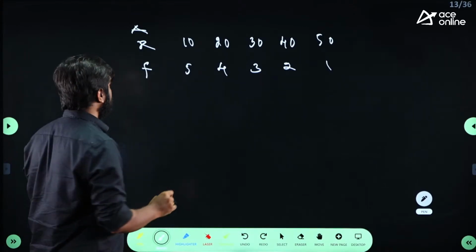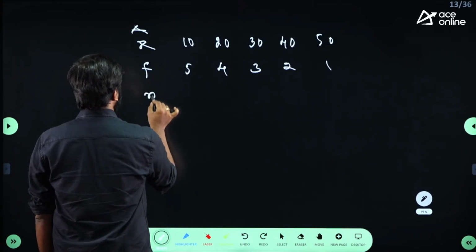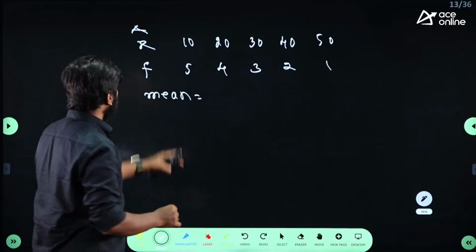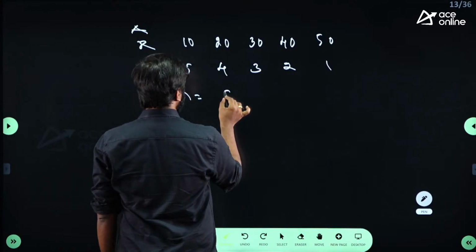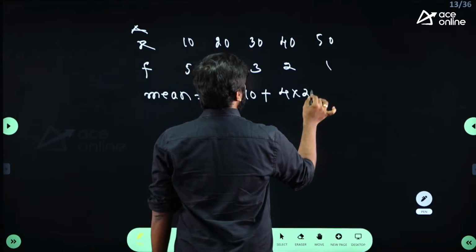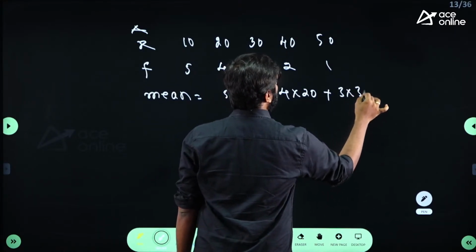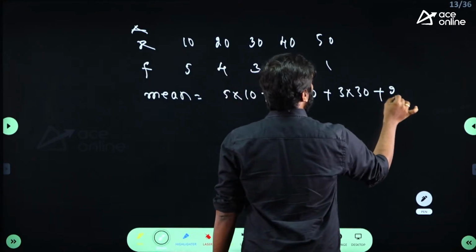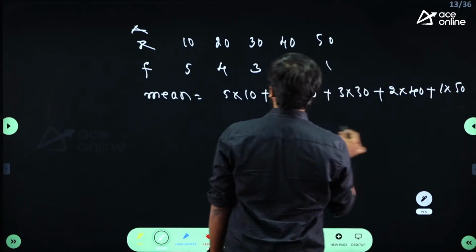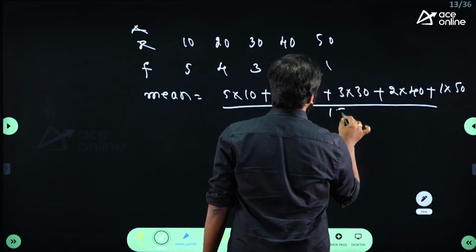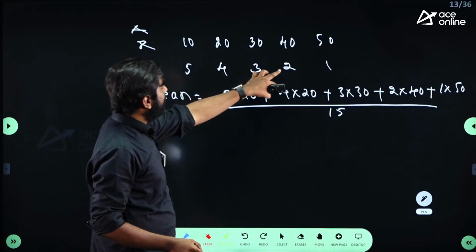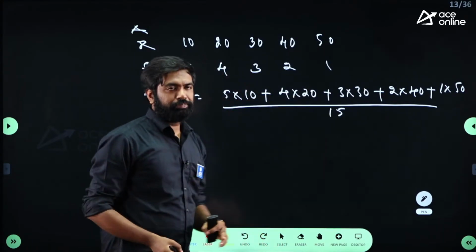First let's find the mean. So the mean is the sum of observations divided by the number of observations. This observation is repeating 5 times, so I will say 5 into 10 plus 4 into 20 plus 3 into 30 plus 2 into 40 plus 1 into 50. And then you have this whole divided by 15. How 15? 5 plus 4 is 9, 9 plus 3 is 12, 12 plus 2 is 14, 14 plus 1 is 15.